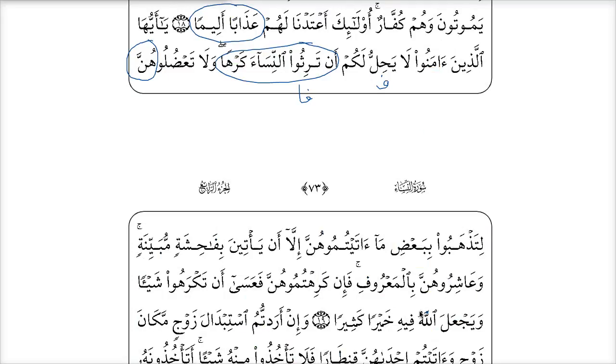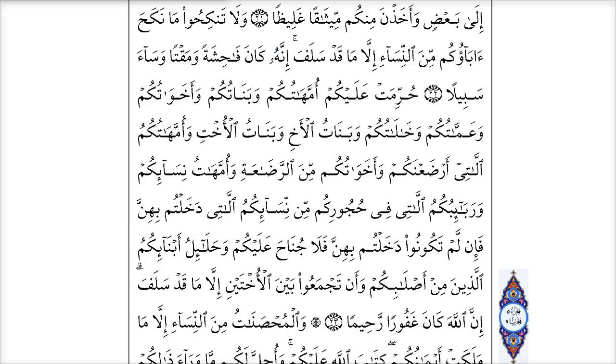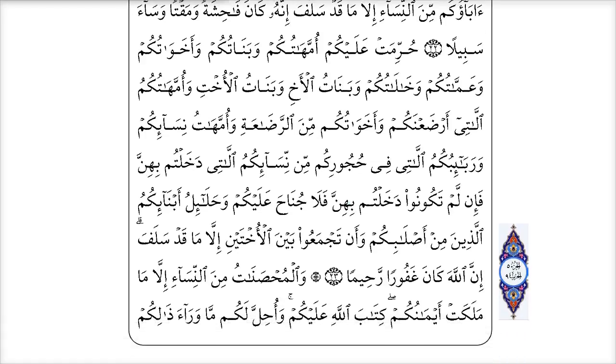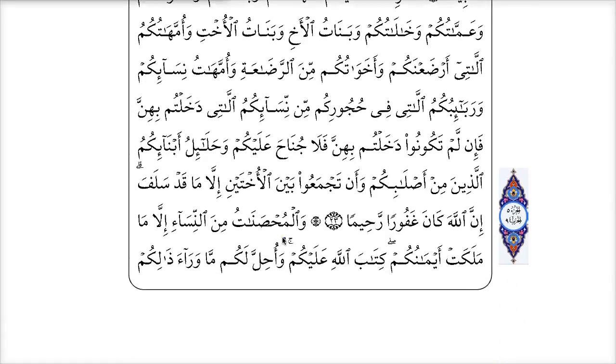No problem, inshallah. Okay, let's just do one more, and then we move on, inshallah. Okay, look at this one now. والمحصنات من النساء. والمحصنات من النساء. What kind of a mubtada is that? What kind of a mubtada?